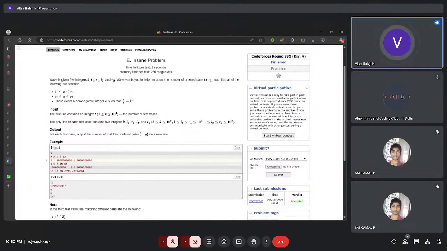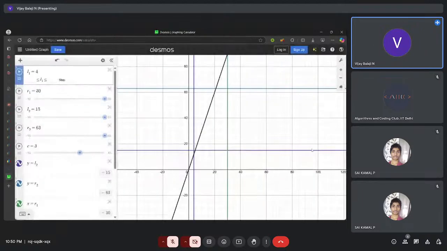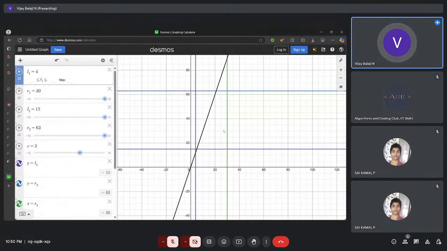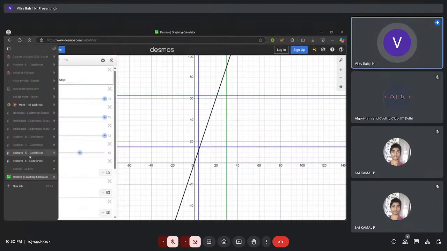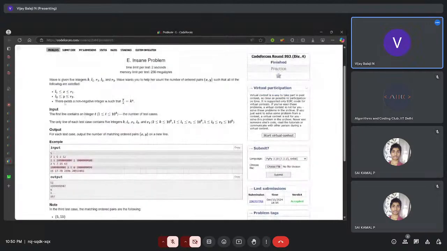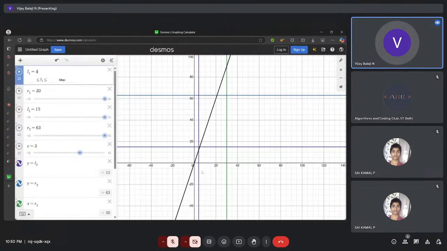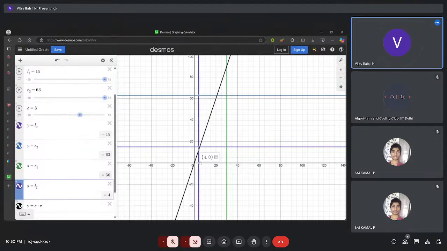This gives me an idea that we can use some sort of graph way to solve the question, in a graphical manner. They have given that x varies from L1 to R1. So what I'm doing is I'm drawing two lines, x is equal to L1 and x is equal to R1.